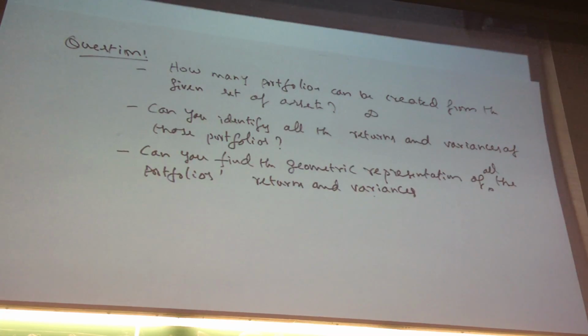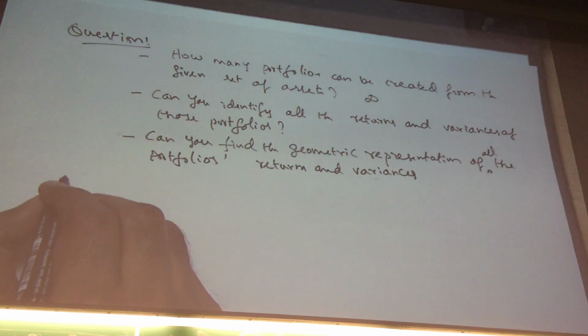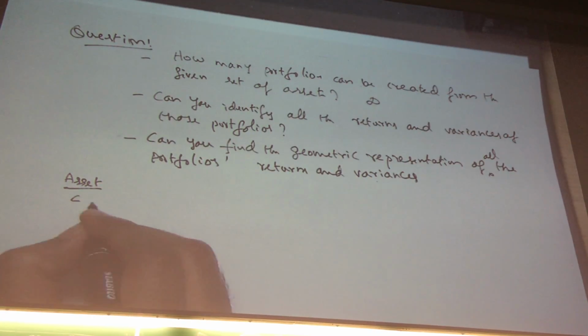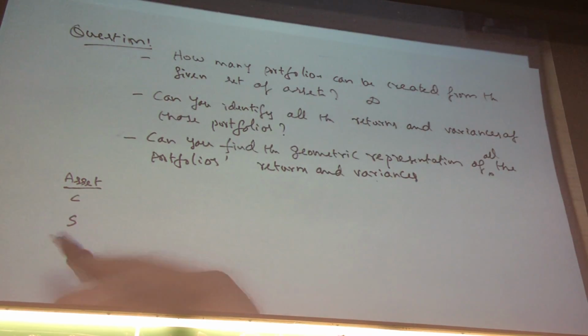I start with a simple example. If we know how to do that for 2, you can do that for n, as long as n is finite. In reality, we have only a finite number of assets. So I just consider 2 assets. Two different stocks. I just name them as C and S. C for some stock, I forgot the stock name actually. One starts with C, and another stock starts with S. So, doesn't matter.